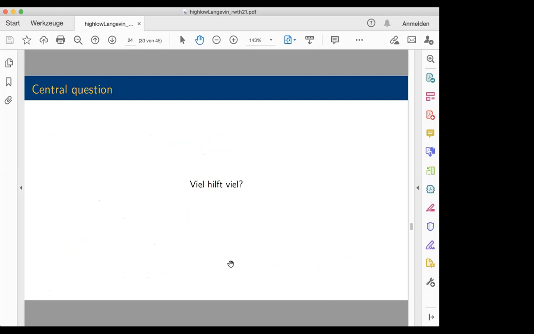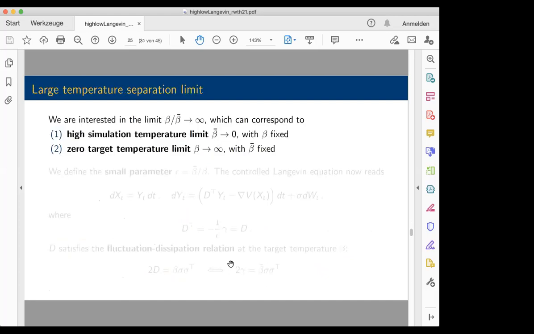And now the question is, okay, sorry for the German expression, is it always a good idea to increase the temperature, so the diffusion coefficient, to make it very large and then compensate for it by adding this additional friction force? We have asked this question because it turns out that the Langevin dynamics basically depends only on the temperature ratio beta over beta bar. This is the ratio of inverse target temperature and simulation temperature, and if we want to make the simulation temperature very large, this means we want to send this ratio to infinity.